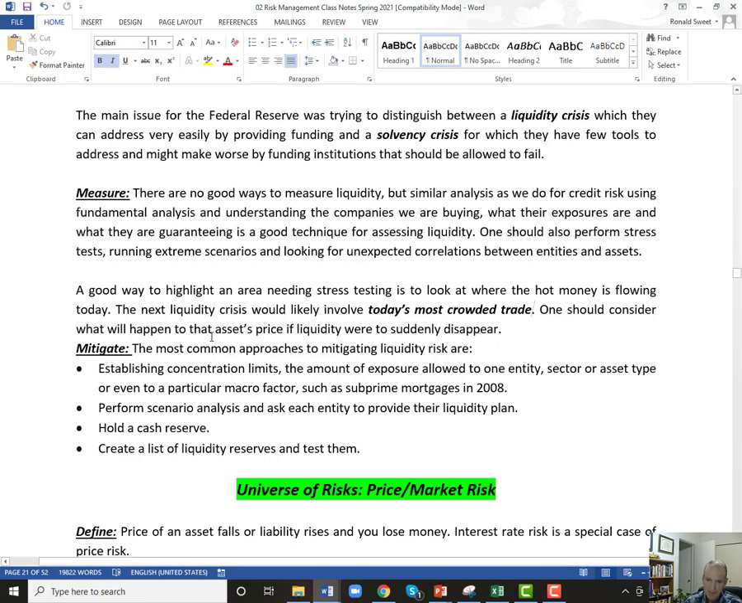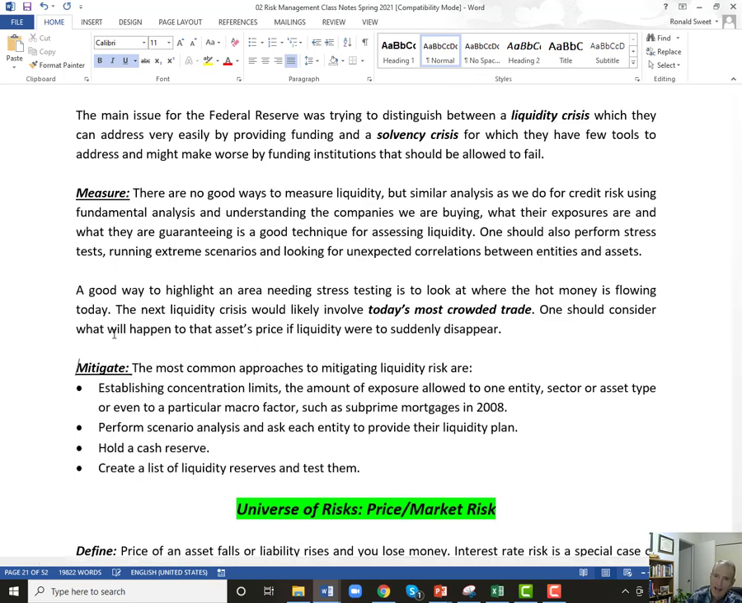So yeah, it's a tough thing to manage. How do you mitigate it? Well, you have concentration limits. Whenever you see the word limits, that is usually a mitigation strategy, not a measurement.